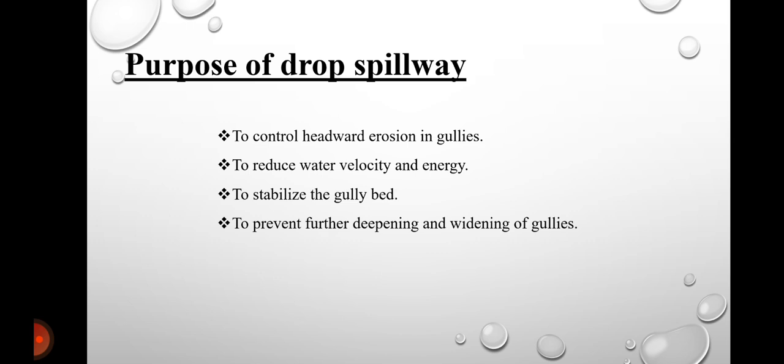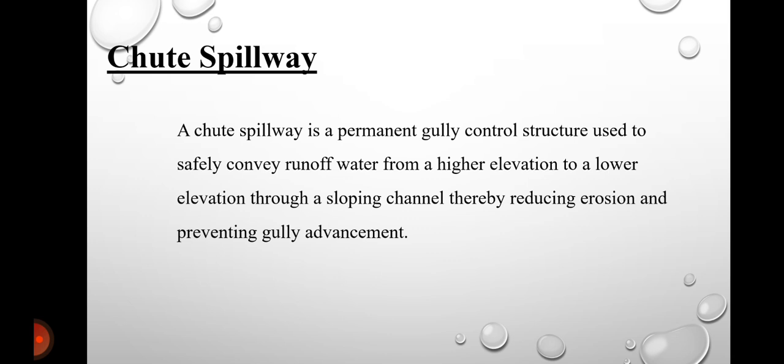So these are the purposes of the drop spillway. So the next is a chute spillway. So chute spillway is a permanent gully control structure used to safely convey runoff from a higher elevation to a lower elevation through a sloping channel, thereby reducing erosion and preventing gully advancement.